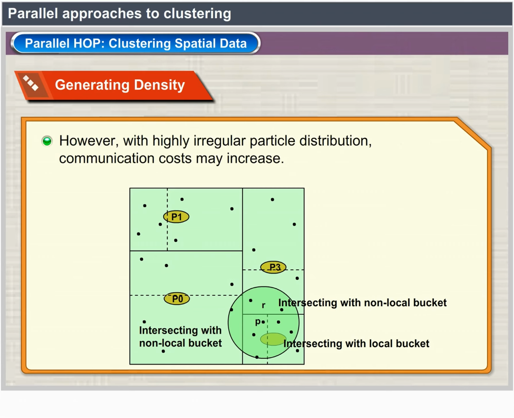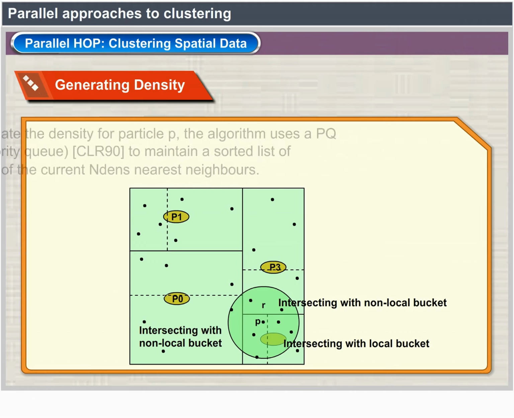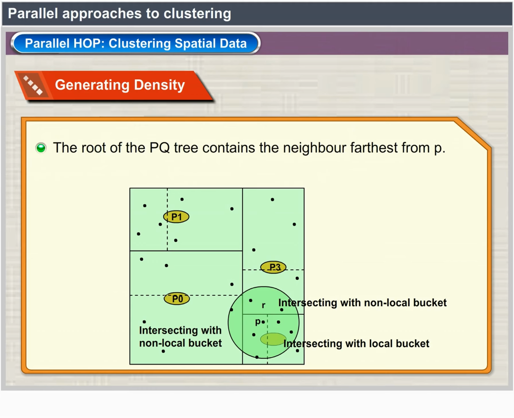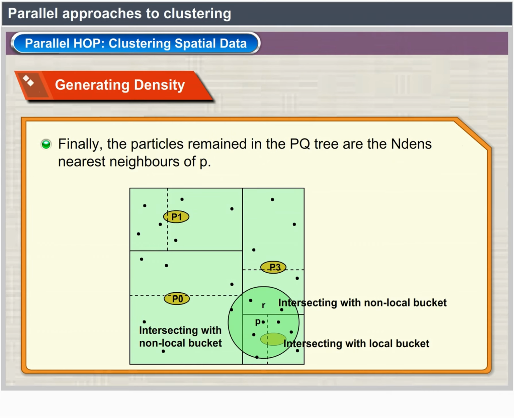To calculate the density for particle P, the algorithm uses a PQ tree, a priority queue, to maintain a sorted list of particles that are currently the n_dense nearest neighbors. The root of the PQ tree contains the neighbor farthest from P. If a new neighbor whose distance to P is shorter than the root's replaces the root, the second farthest one becomes the root and the PQ tree is updated. Finally, the particles remaining in the PQ tree are the n_dense nearest neighbors of P.